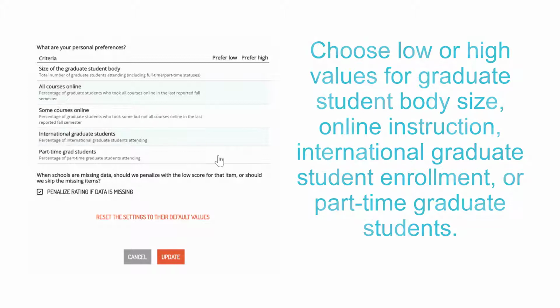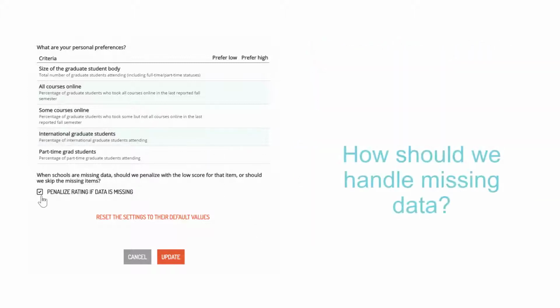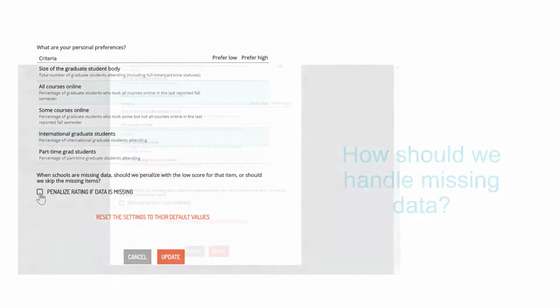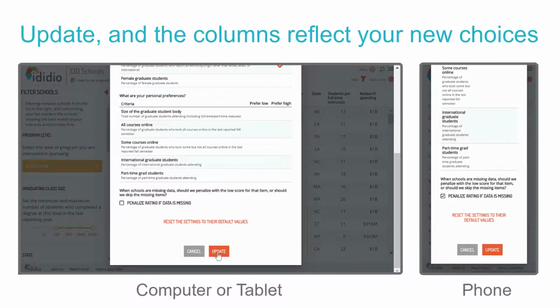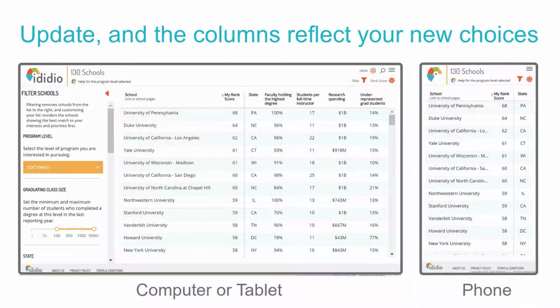Some universities haven't reported data used in our rankings. By default, our ranking calculation replaces missing data with the lowest possible score. You can uncheck this box to instead omit missing data from the ranking scheme. Once you've chosen your ranking criteria, select Update. All chosen ranking items will appear as columns in your list, with the highest MyRank score values corresponding to your best matches.